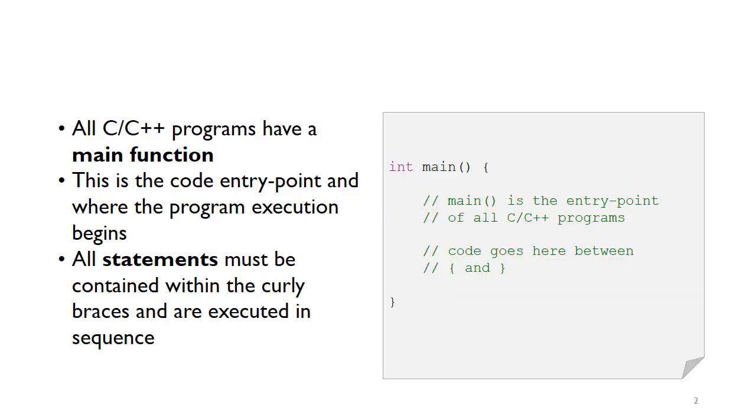So in this screencast we're going to look at how to start off a C or a C++ program. They all start with the main function. This is the code entry point, where the computer actually starts executing the instructions. On the right we've got this syntax, main and then some empty brackets. This is telling us it's the main function.